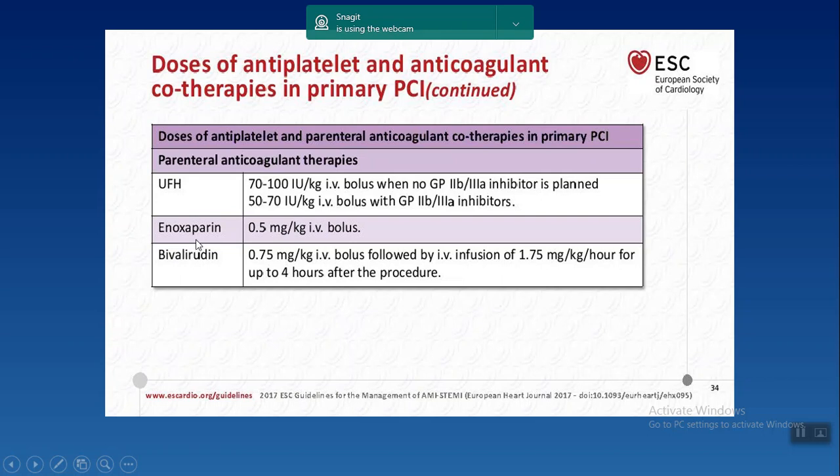Enoxaparin can also be used in a dose of 0.5 mg per kg IV bolus, the same as bivalirudin in a dose of 0.7 mg per kg IV bolus, followed by infusion of 1.75 mg per kg per hour for up to 4 hours after the procedure.